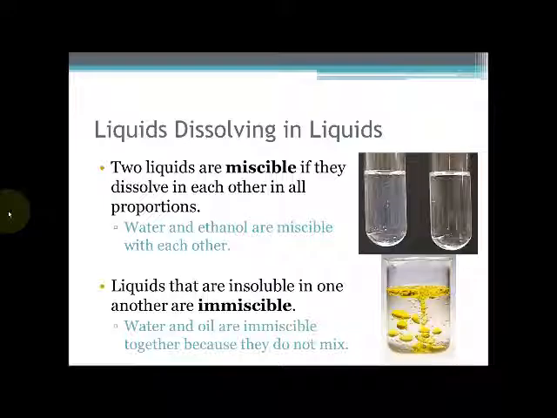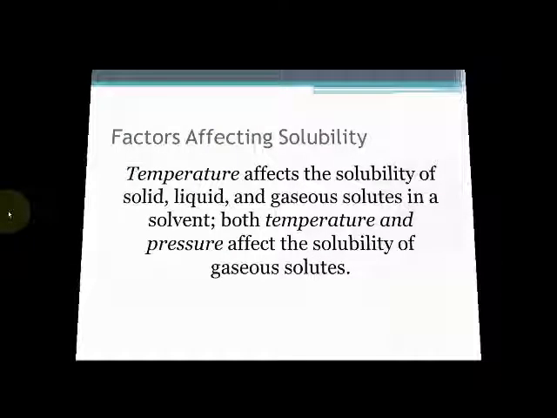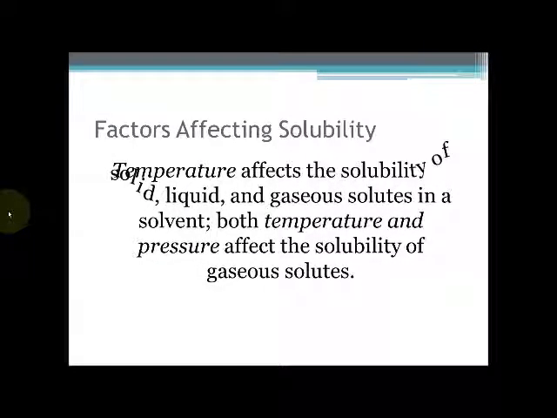Liquids that are insoluble in one another are immiscible. Water and oil are immiscible together because they do not mix. They just don't mix. Hydrogen bonding. Learned about that last chapter. Yeah. Up wave. Do the wave.